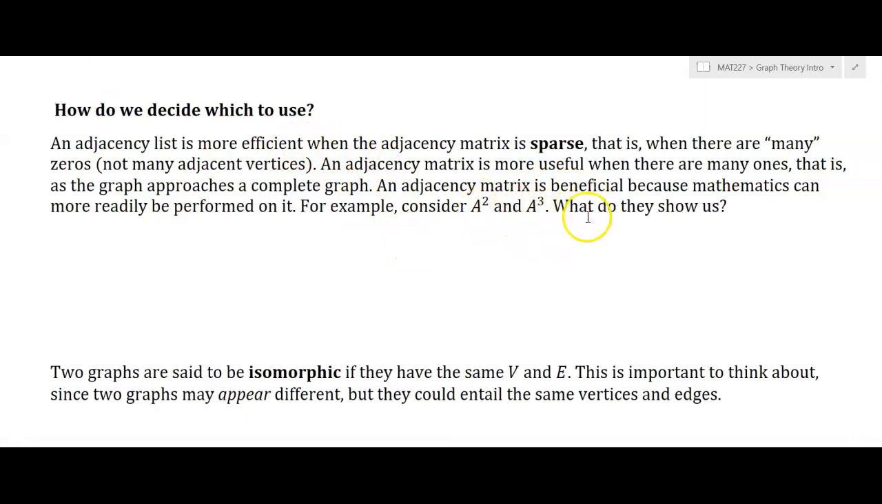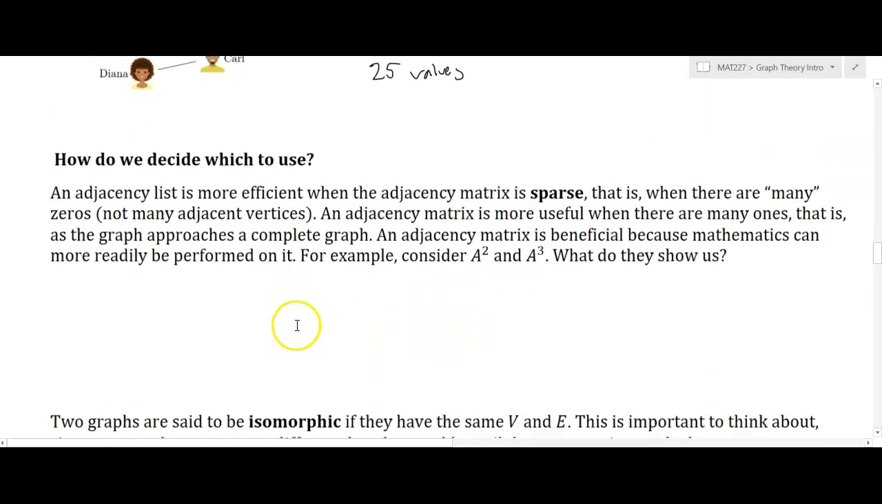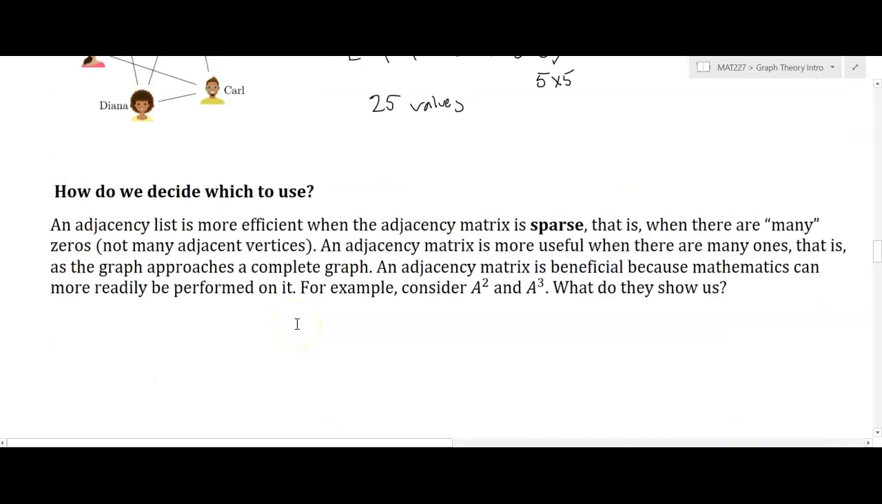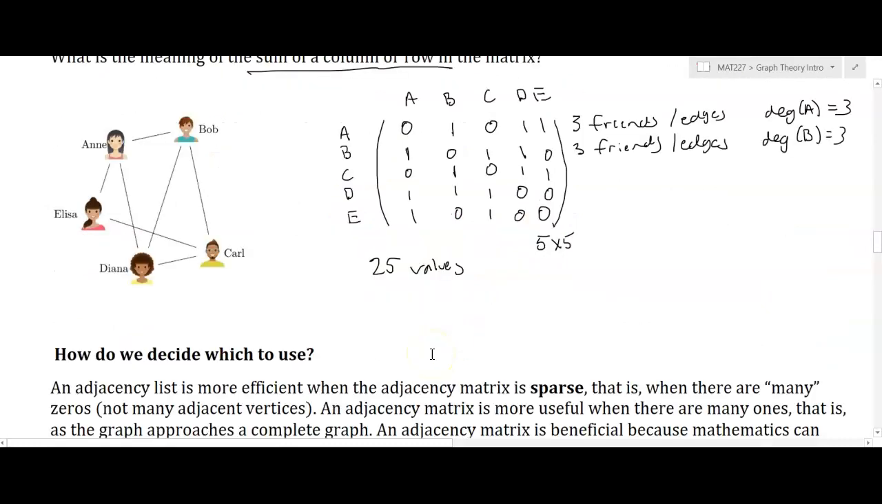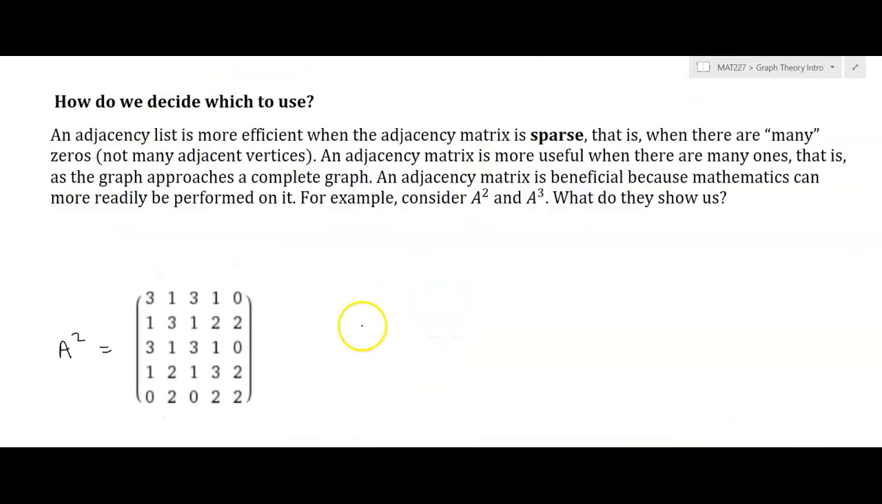Now, an adjacency matrix is beneficial because mathematics can more readily be performed on it, meaning that we can square a matrix or cube a matrix. Without getting into the mathematics of it, if you were to create this matrix A in your calculator and raise it to the second power, here's what you would come up with. So here is A squared, and we see that it's not just the square of the elements of the A matrix. Matrix multiplication is a little bit odd. I encourage you to look that up if you're interested.